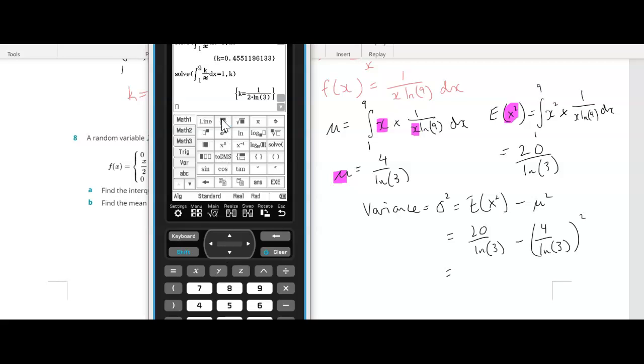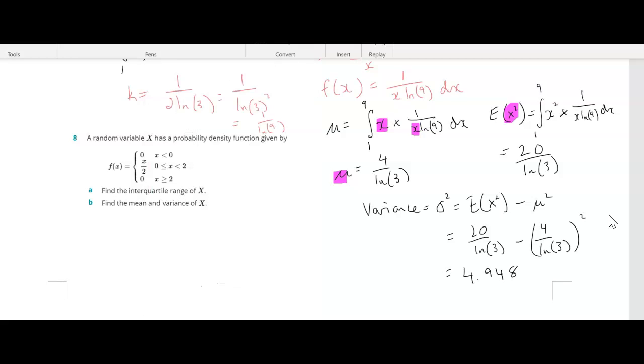I'm trying to find everything. 20 over log 3 minus, I should probably put this in brackets, 4 over log 3. And we'll just get the exact value just for fun. You don't really need to write that. Then we'll do the approximate value, 4.948.